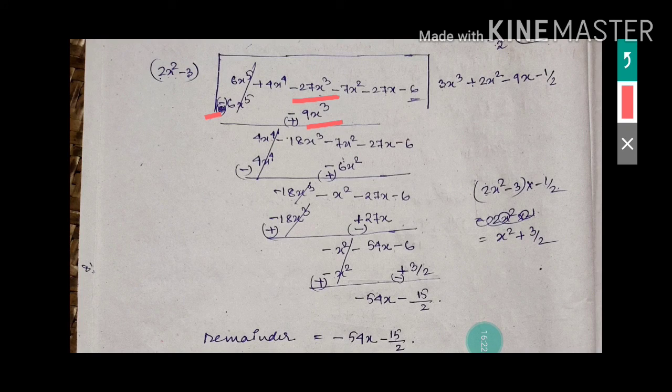So minus 9 is already there, then it will be plus. So minus 27 plus 18, how much will it be? Minus 18. And here one term is there, previously that left term 4x power 4, that will come down. So better I write in one page.